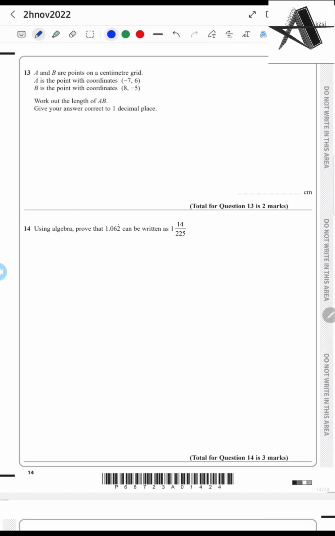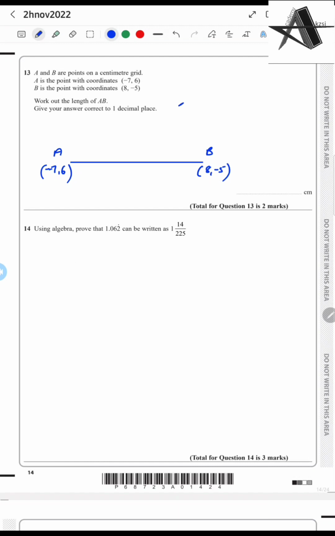Simply, it says that AB is a length. I'm just drawing it, not precisely. First, you can simply apply the distance formula. The distance formula is a direct formula which is actually derived from Pythagoras. Let me show you both ways, and they are almost the same. A is -7, 6 and B is 8, -5.